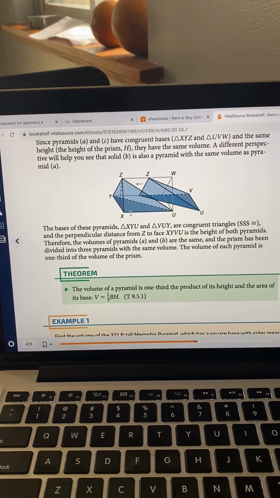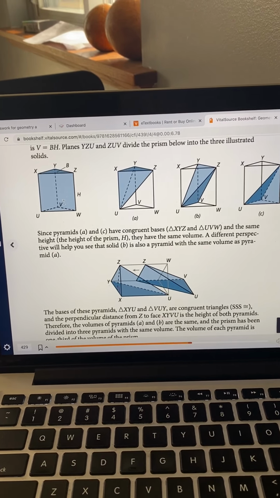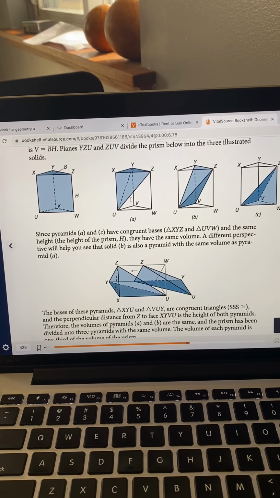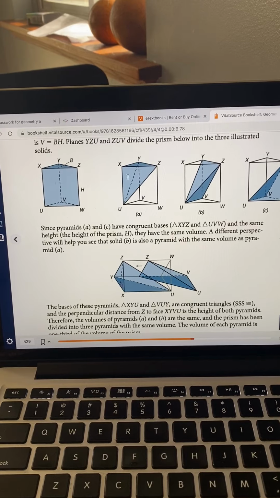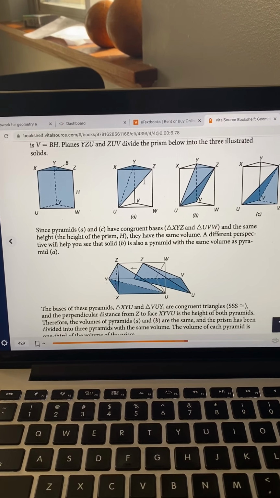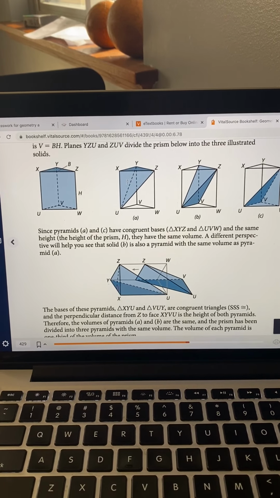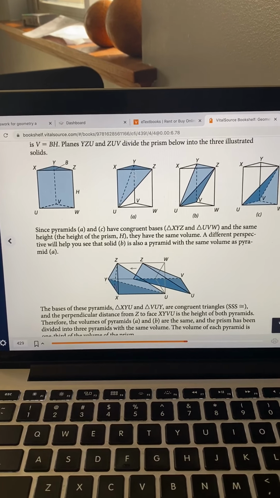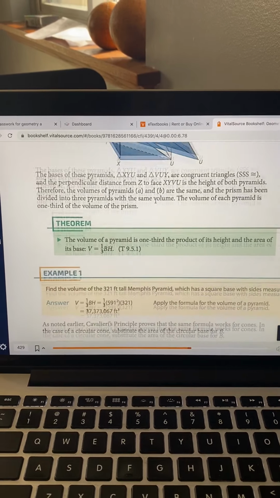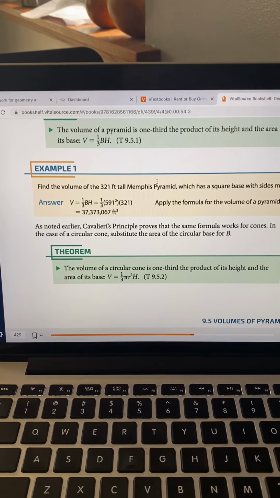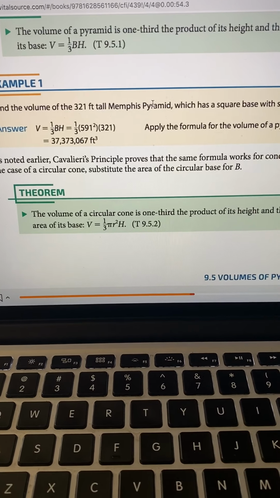The reason for that is that a pyramid or a cone would take up 1/3 of its corresponding prism. So you can see that pictured here. If you filled up this blue region, it would be 1/3 of the corresponding prism, triangular prism. Same would be true for a cone. So we're gonna use that same formula.